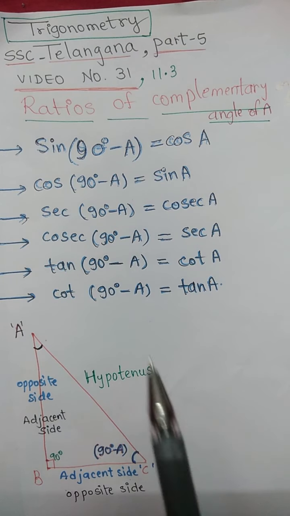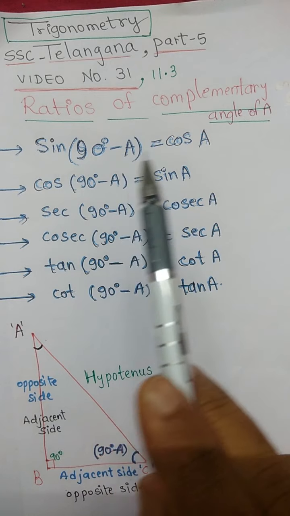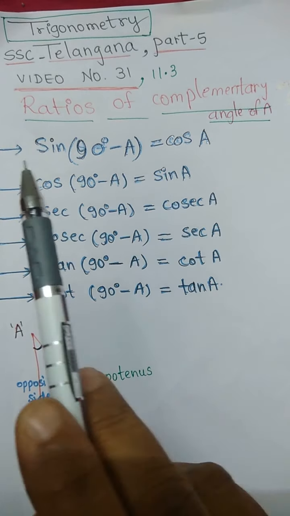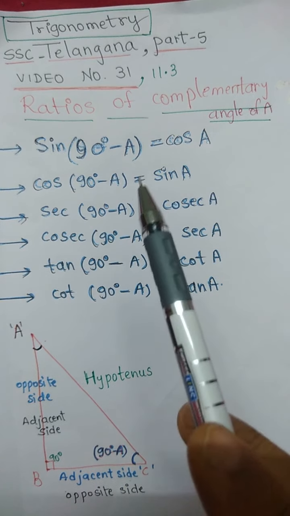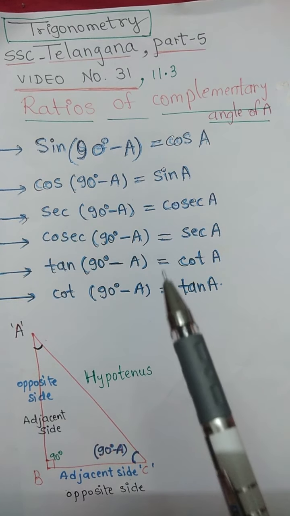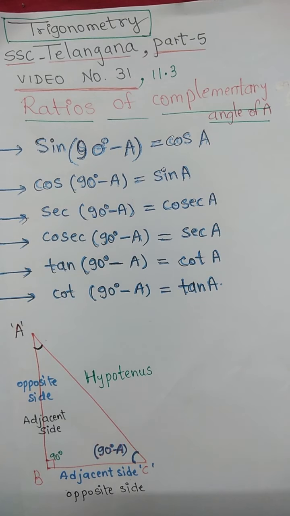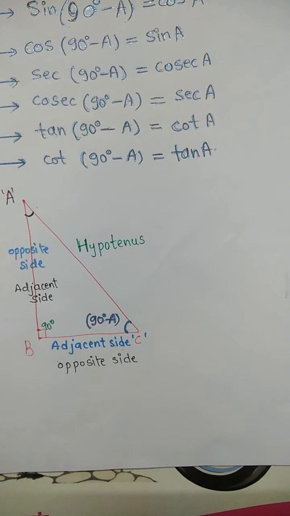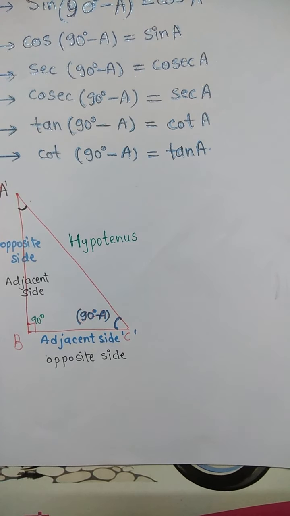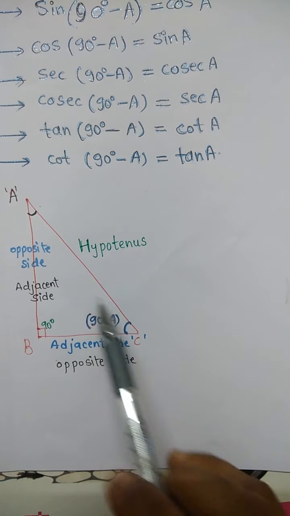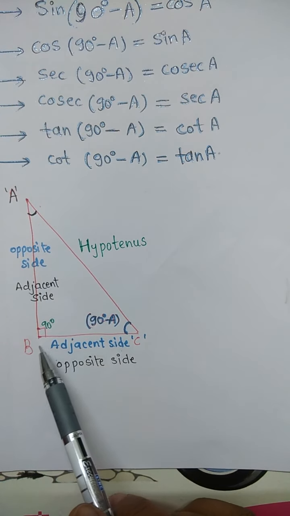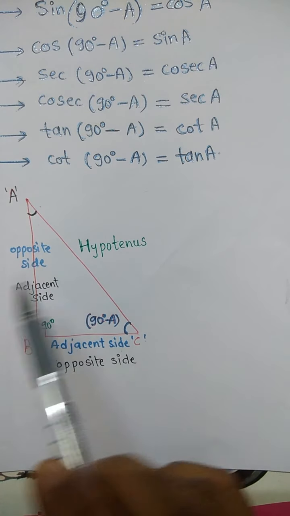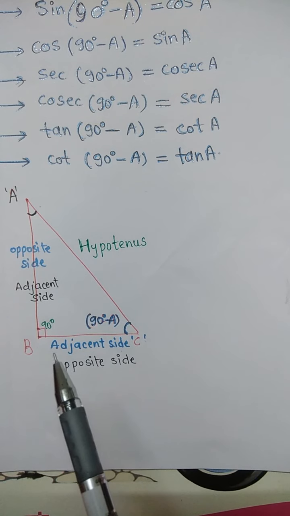Now we will prove how this is true: sin(90 degrees minus A) is cos A. First one I will explain to you and the remaining you prove yourself. For this we need a right angle triangle, which I have already drawn here. It is a right angle triangle ABC, and this angle is A, this angle is B, this angle is C. I have marked them with different colors so that you can understand very well.